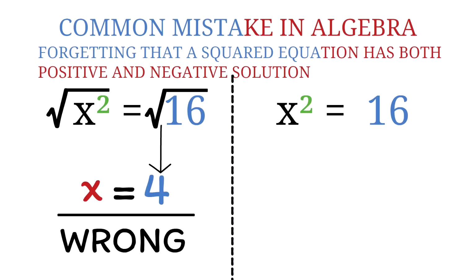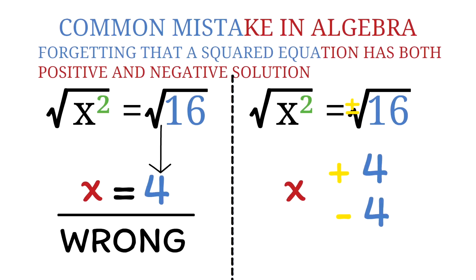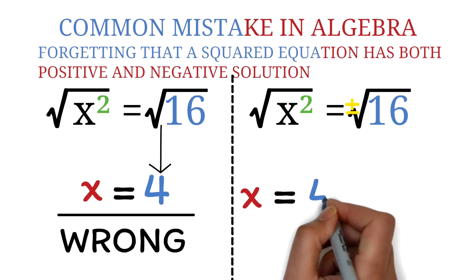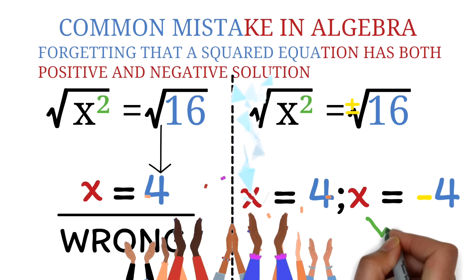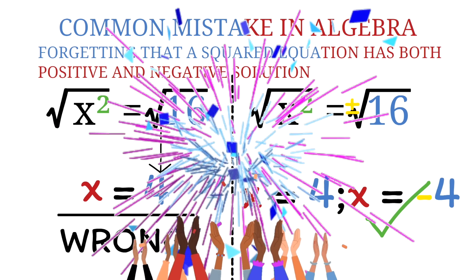So, to solve our equation, we take the square root of the x squared to give us x. Next, we take the square root of 16, remembering to include both signs. This gives us positive 4 and negative 4. Thus, we get the equations x equals positive 4 and x equals negative 4. Our correct and final answer.